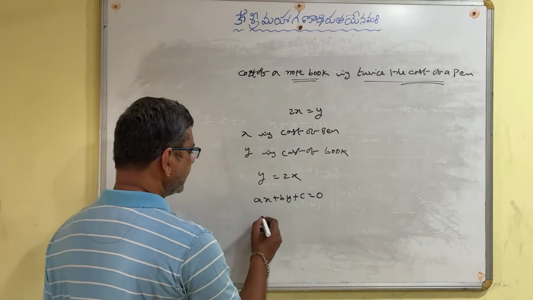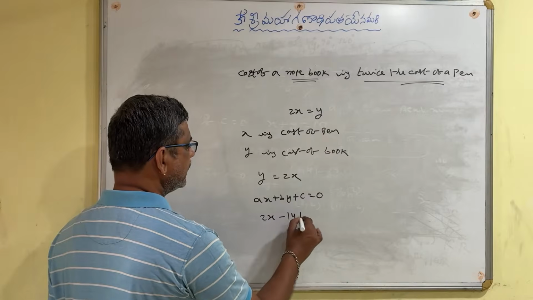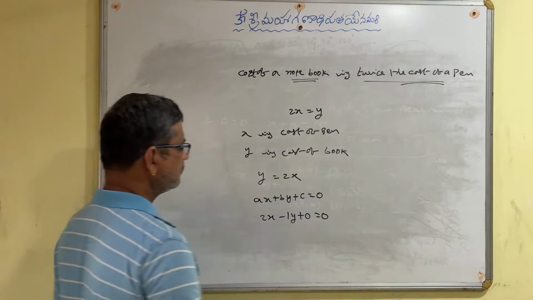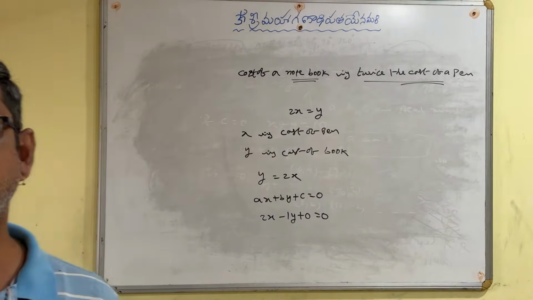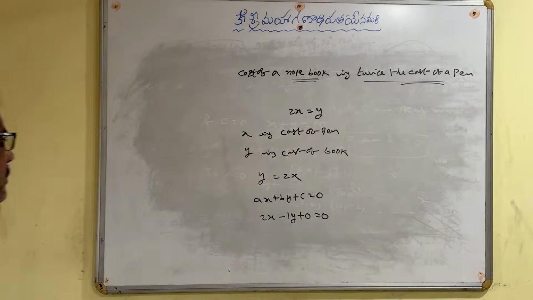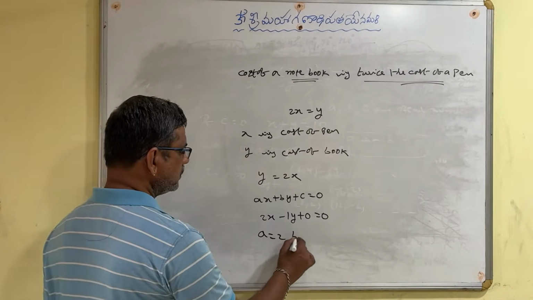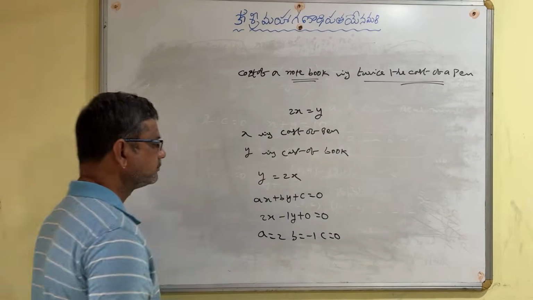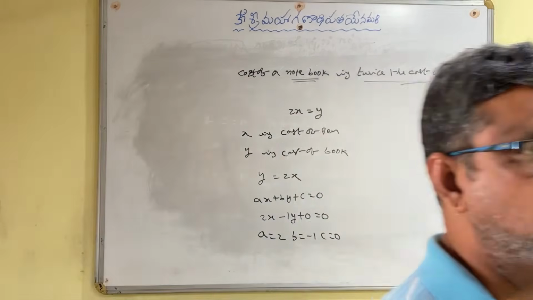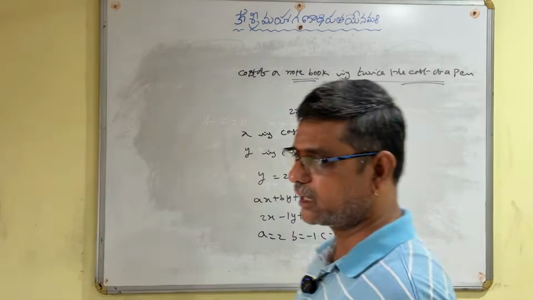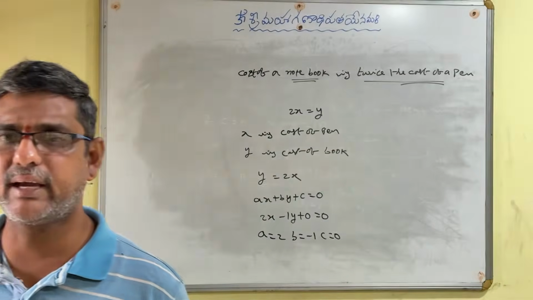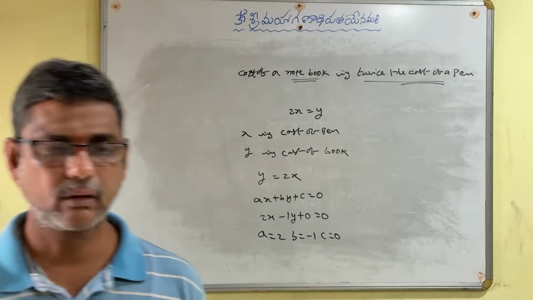That means this one we can write as 2x minus 1y plus 0 is equal to 0. So here a will be 2, b is negative 1, c is 0. So you have to represent the given situation in the general form and you have to write out the values of a and b.